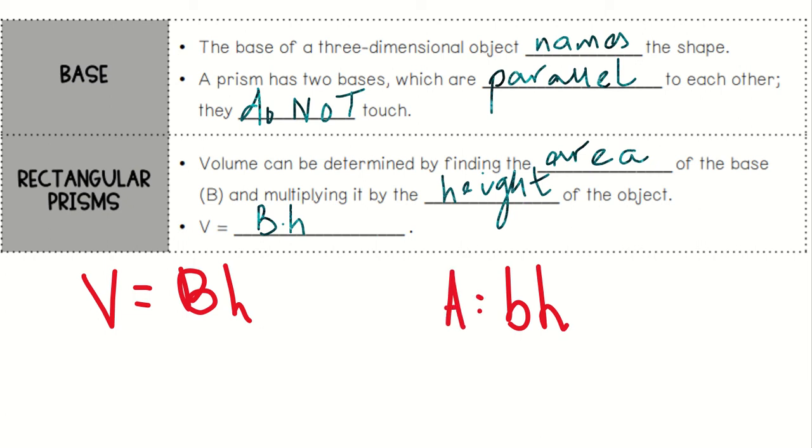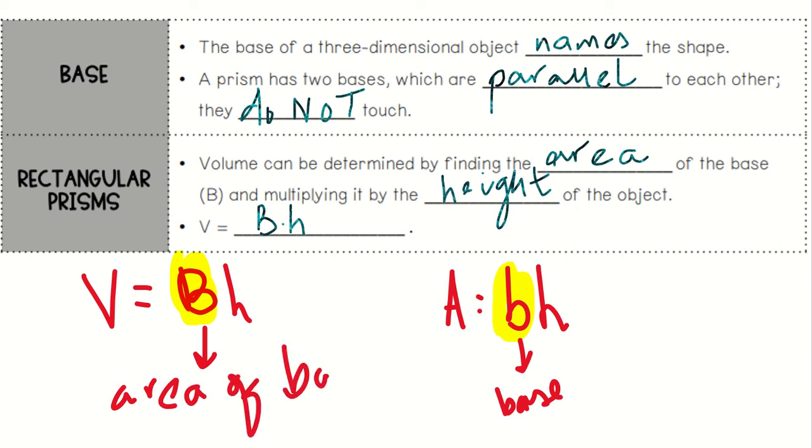So of course, I know what you're thinking. What's the difference between capital B and lowercase b? This is very important that you get this. Lowercase b was just base, right? Base times height. Capital letter B stands for area of the base. And you'll see the difference between that in a second when we do some actual examples.